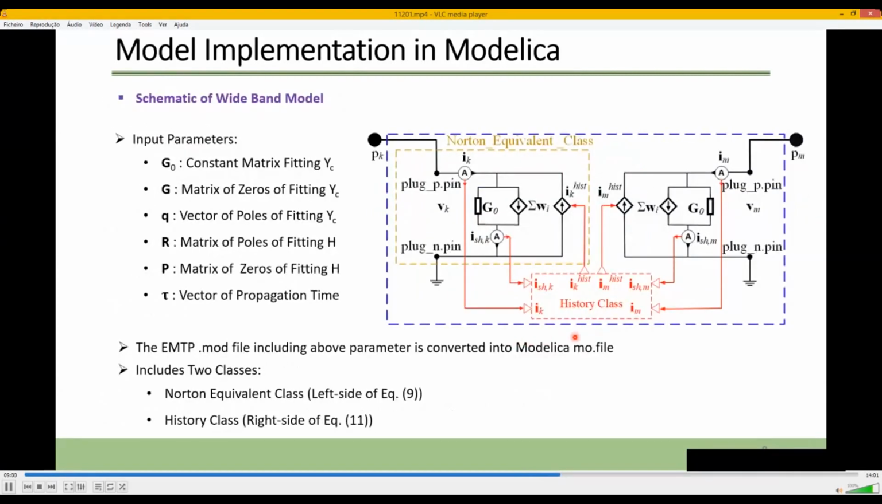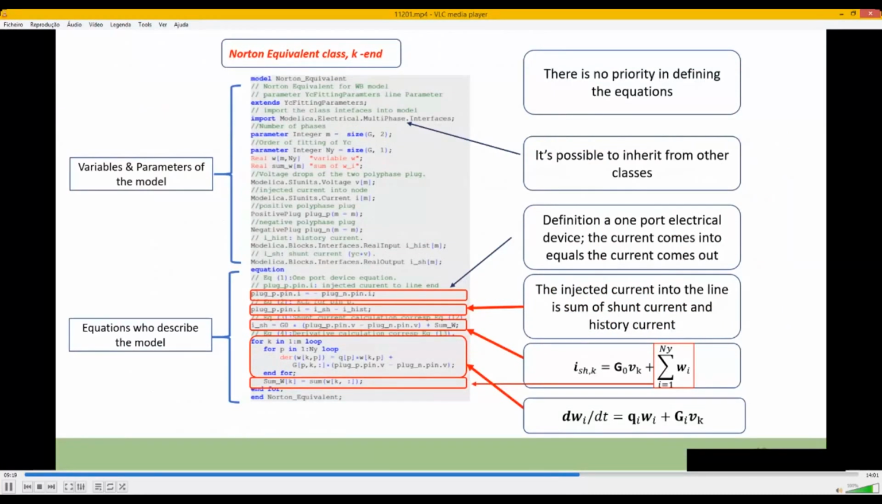Here, on the right side, we see the schematic of the wideband model, exactly what is implemented in Modelica. The parameters of vector fitting are read from EMTP and converted to a Modelica readable file directly. Then the shunt current is calculated using equation 9. In this slide, the various parts of the Norton equivalent in Modelica are illustrated.